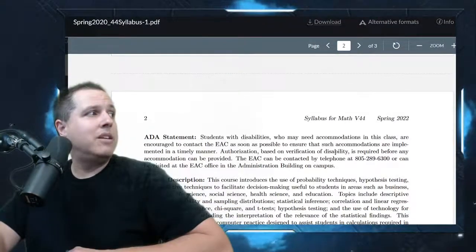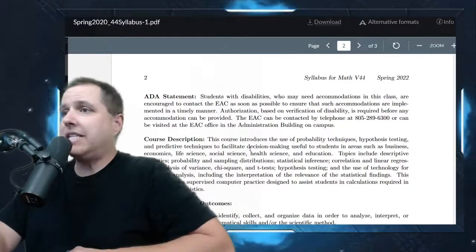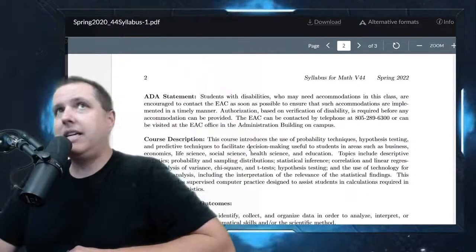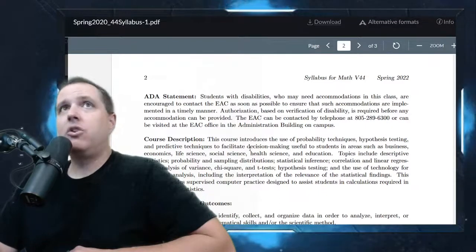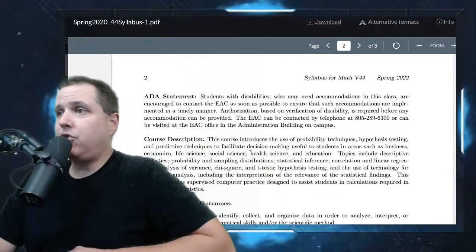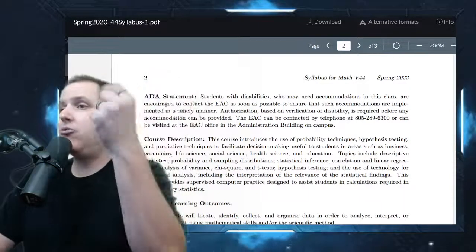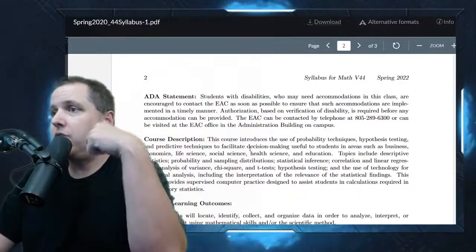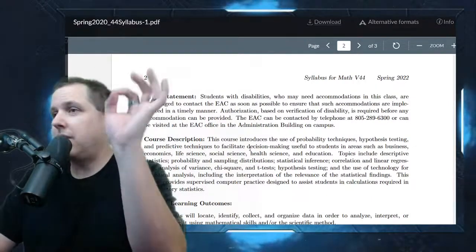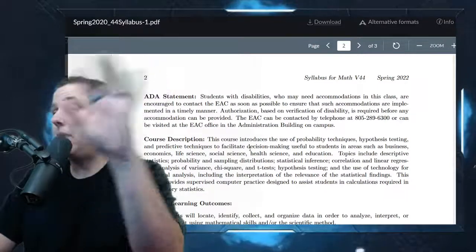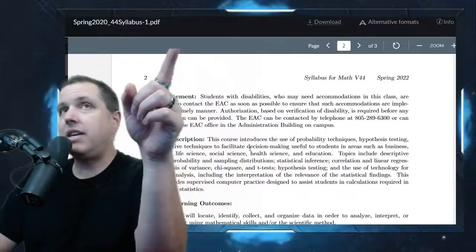ADA statement, if that pertains to you, read it and work with the EAC. I'm not allowed to directly do anything that hasn't gone through the EAC. So if you believe that you should be getting accommodations from the school, talk to the EAC. They will instruct me exactly what I'm supposed to do, and then I do what they tell me to do. So sometimes students come directly to me. By law, I'm not even allowed to give you accommodations unless it's gone through the EAC.